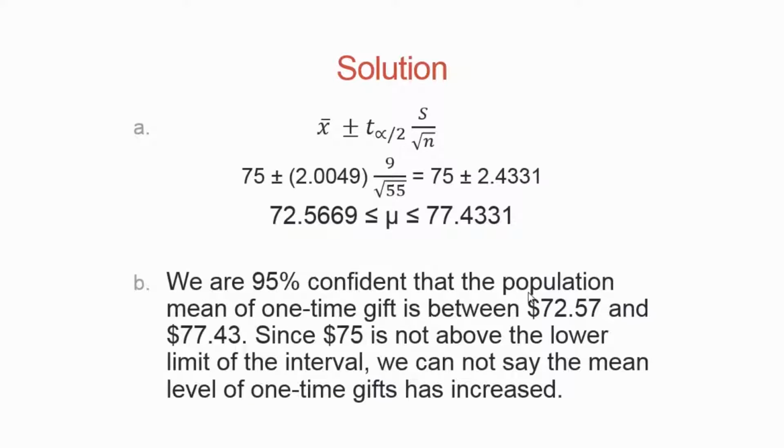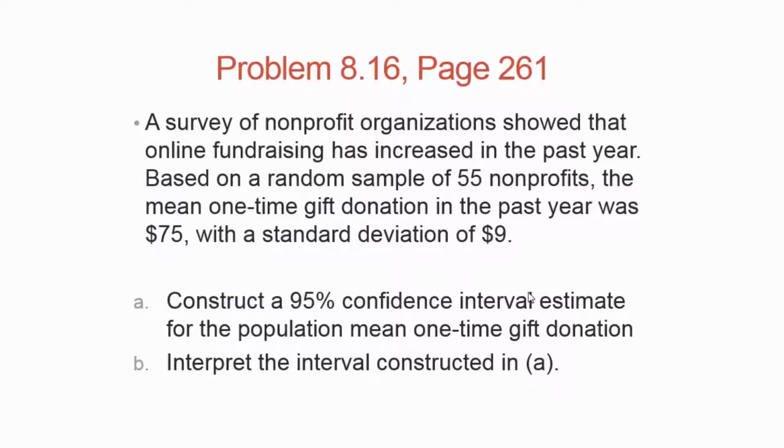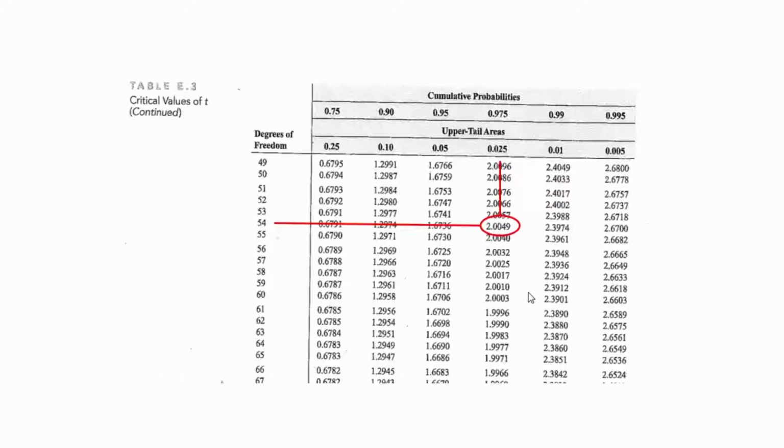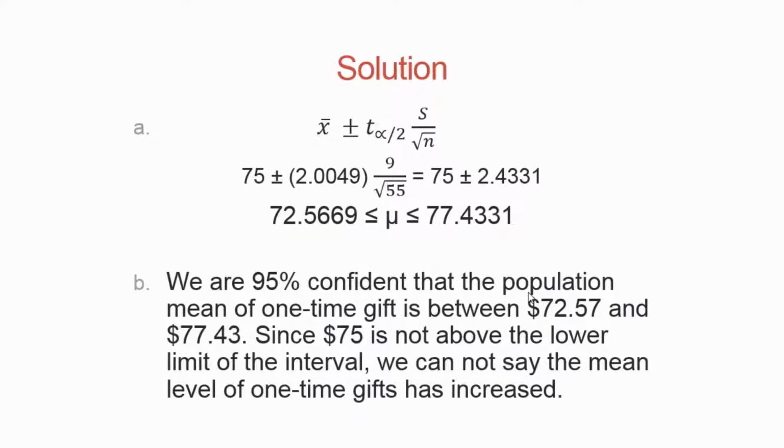Then I calculate this part. I do the square root first, then divide by 9, multiply by 2.0049, and I come up with 2.4331, which I add and subtract from 75. So my interval for mu is going to be somewhere between 72.5669 and 77.4331. That's part A.